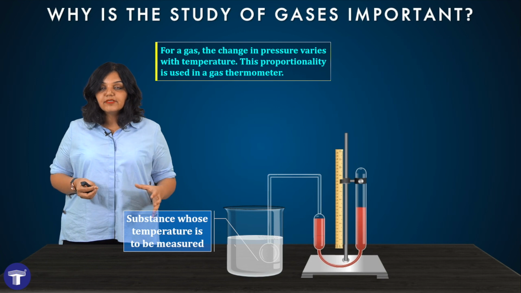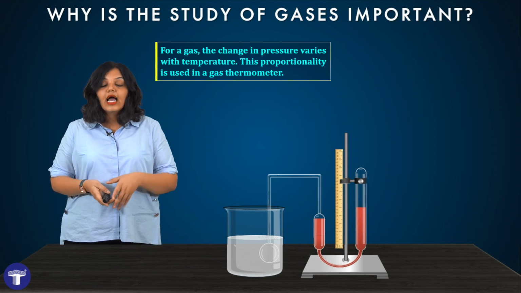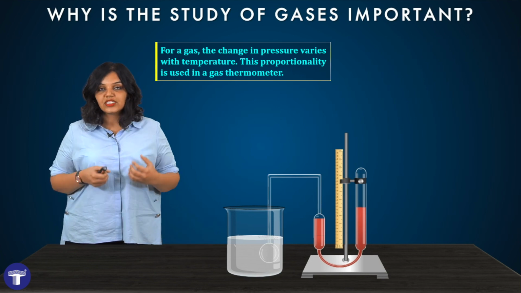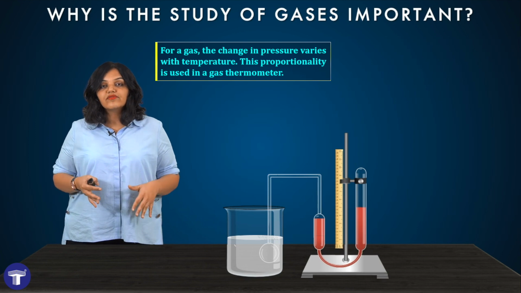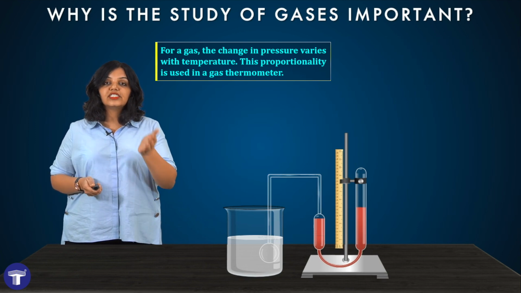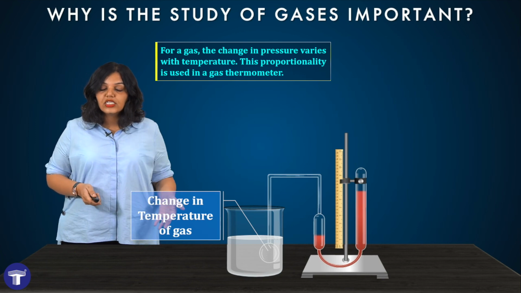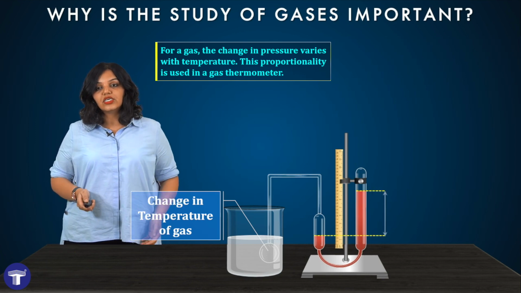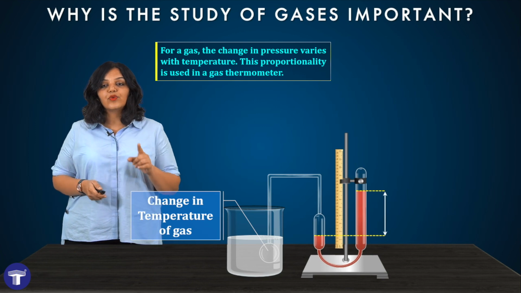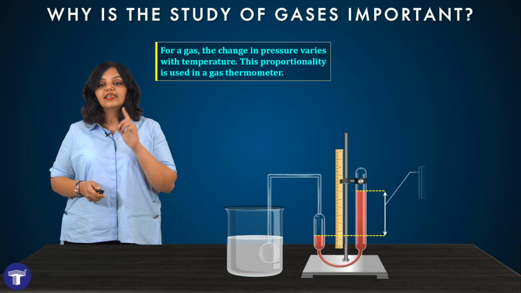The heat from this substance is then transferred to the bulb, and from the bulb it goes to the gas which is inside, and then because of this there is a change in the temperature of the gas. We just said that this change in temperature causes a change in pressure, and it is this pressure difference that we use to measure the reading in a gas thermometer.